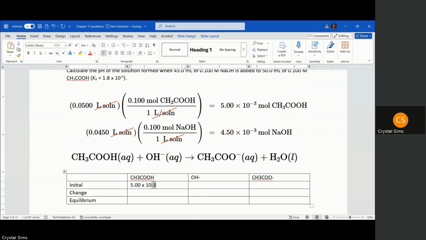So we start out by plugging in the numbers we just calculated. So we have 5.00 times 10 to the negative 3 moles of acetic acid. And we have 4.50 times 10 to the negative 3 moles of hydroxide ions. And to begin with, we have no acetate ions. We see that hydroxide is going to be our limiting reactant here, so we're just going to subtract that.